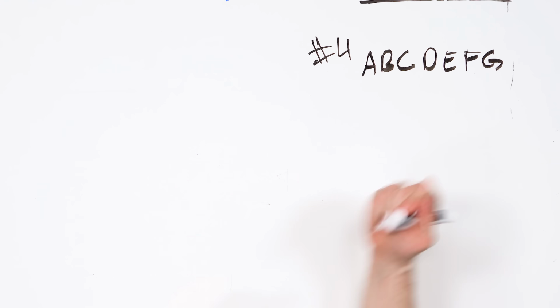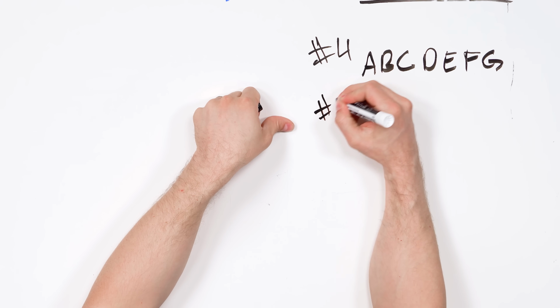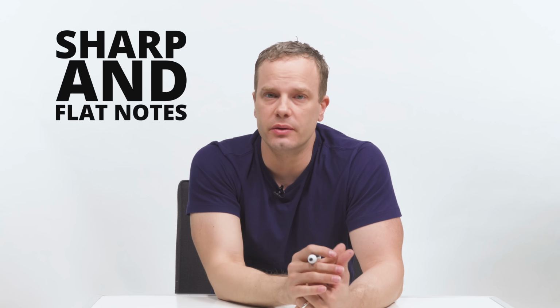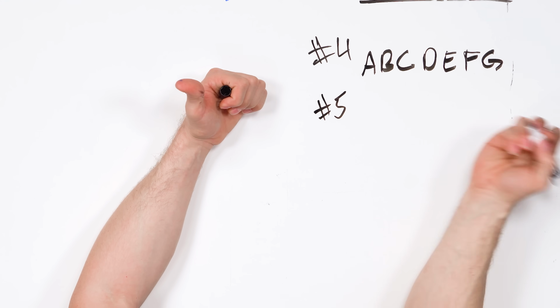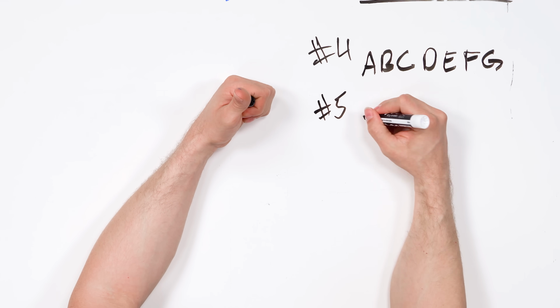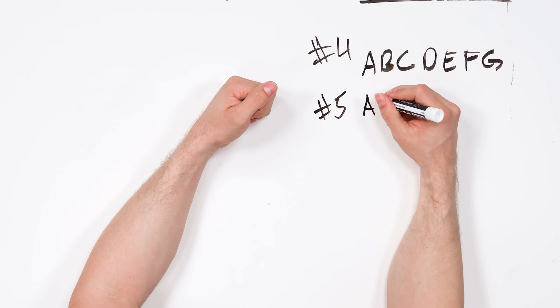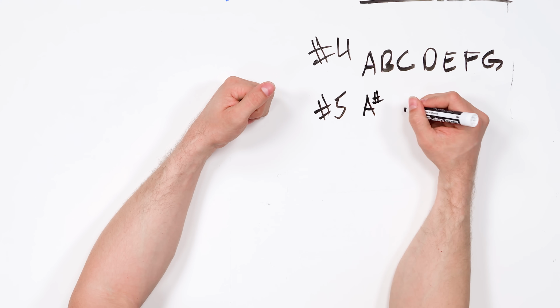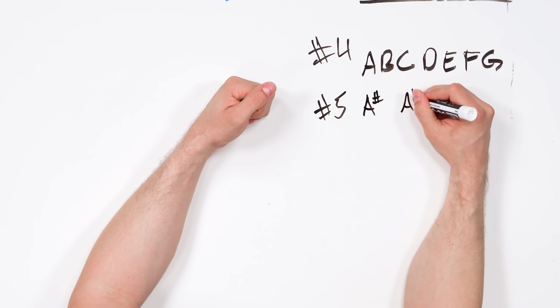Okay, right into number 5, and that's just the idea of sharp and flat notes. If you raise a natural note by a half step, you're gonna get a sharp. If you lower a natural note by a half step, you're gonna get a flat. A really good example of this is just take the note A. If you raise it by a half step, you're gonna have A sharp. If you lower it by a half step, you're gonna have A flat.